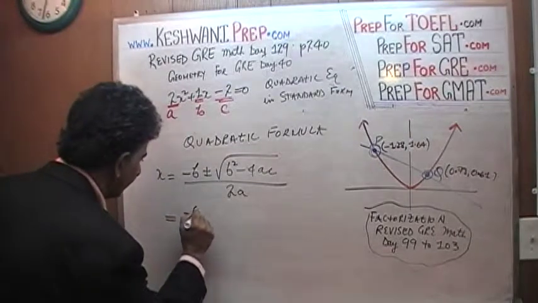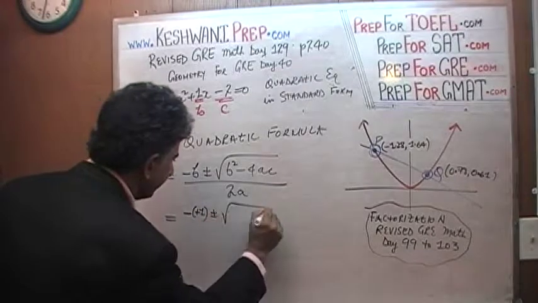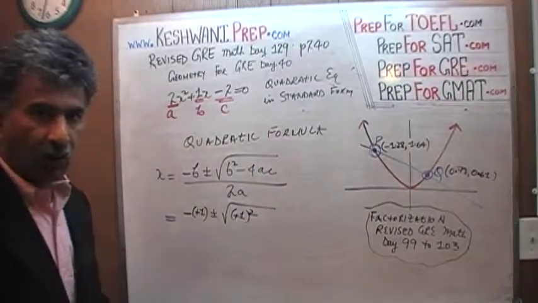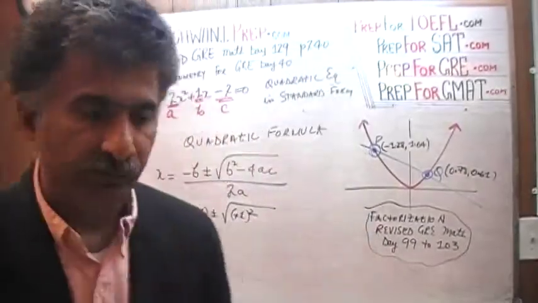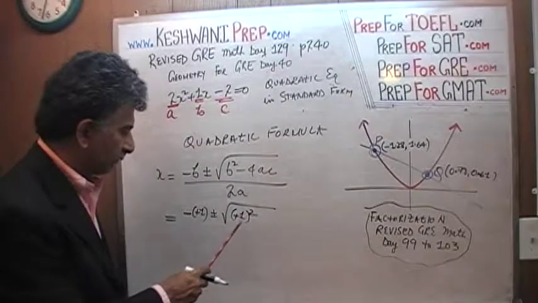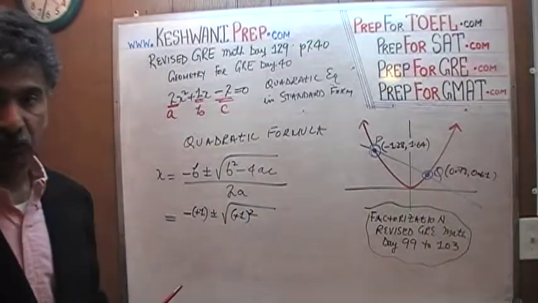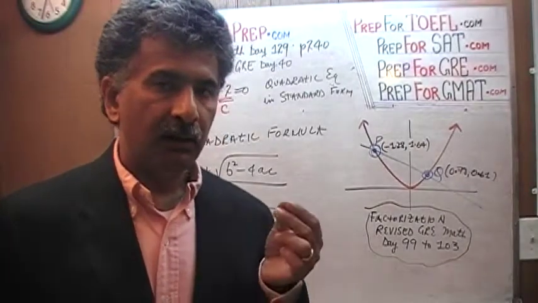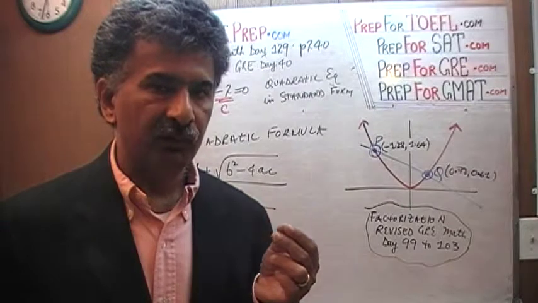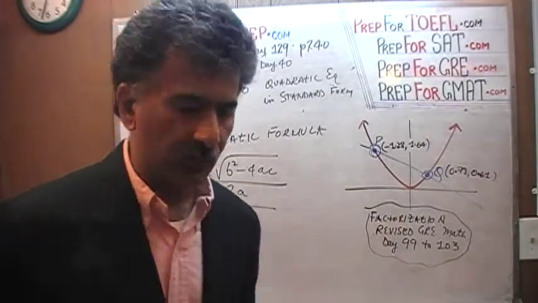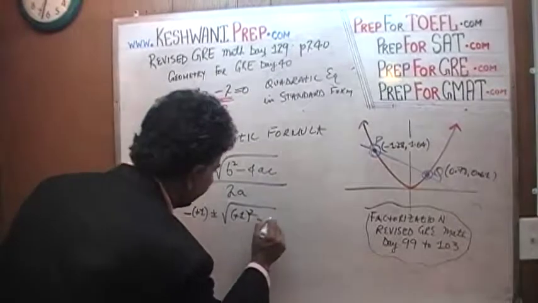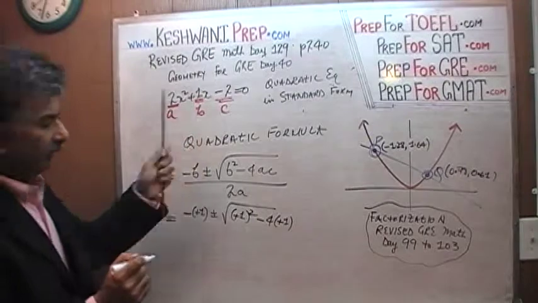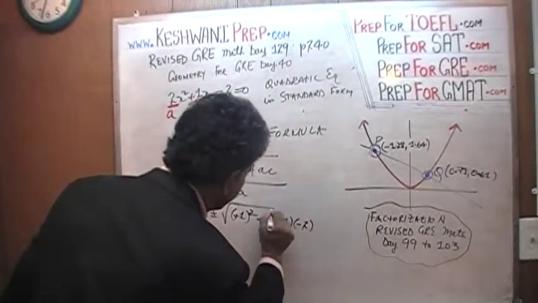So negative times positive 1, plus or minus b squared, which is positive 1 squared. The reason I always make a point of putting down a sign in front of it, even though it's positive, is that this is where you end up making careless mistakes. When you're dealing with the quadratic formula, pay very close attention to the sign of the coefficient, because if you mess those up, of course you're going to get the wrong answer. Minus 4 times a, which is positive 1, times c, which is negative 2.